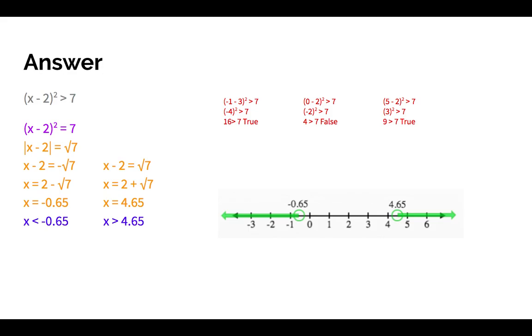So I put in my decimals. I used -1 from the left region, 0 from the middle region, and 5 from the right region. And it turns out it was the left and the right that were the good ones. So I shaded, and then I wrote the inequalities that match.